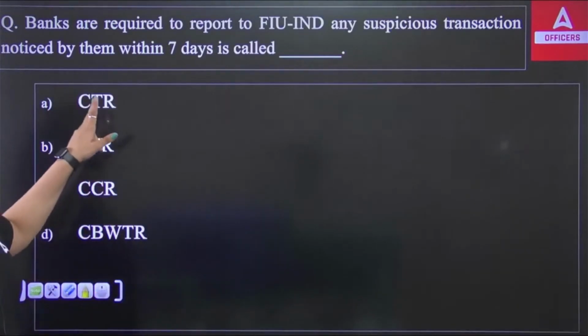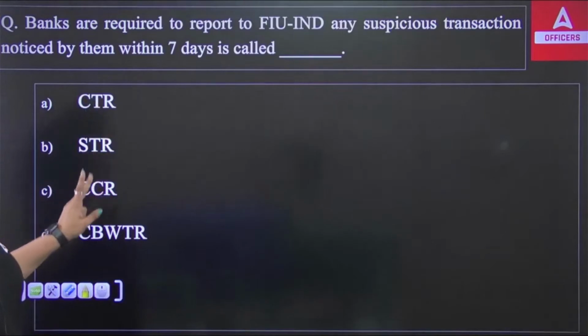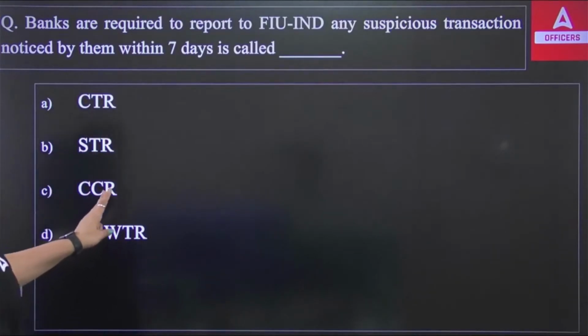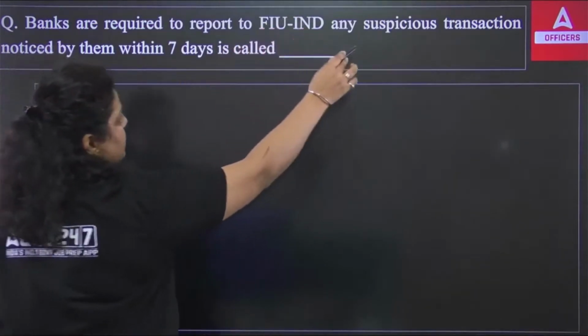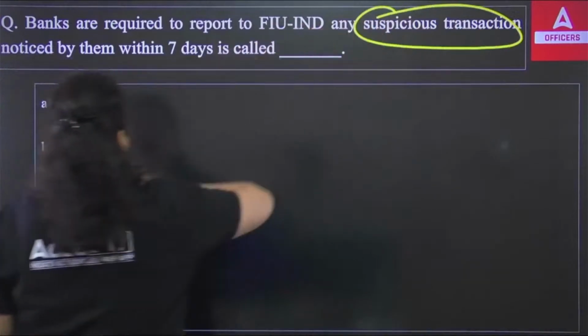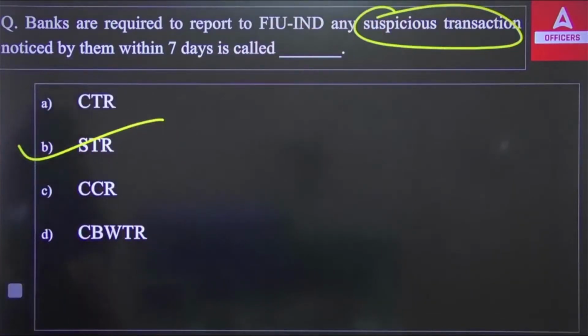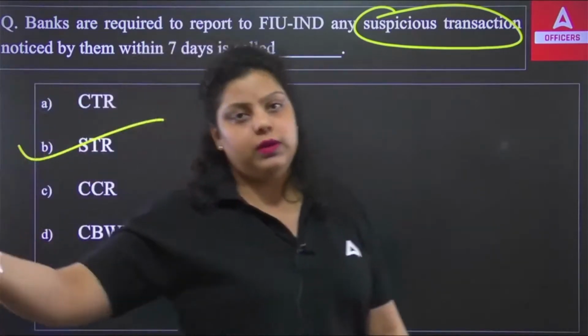CTR is cash transaction report, STR is suspicious transaction report, CCR is counterfeit currency report, and CBWTR is cross-border wire transfer report. So as you can see here, we are talking about the suspicious transaction identified by the bank. So the report will be suspicious transaction report. Your report will be suspicious transaction report here. All the other reports have to be submitted on 15th of the following month.